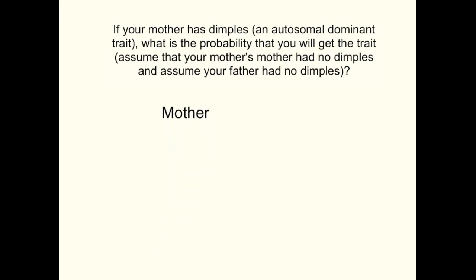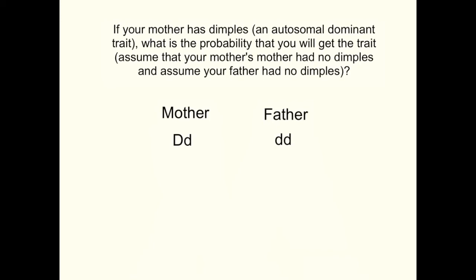So if your mother has dimples, we know that she has at least one big dominant D for dimples. We also know that her mother had no dimples, which implies that she is little d, so your mom must have one big D allele and one little d allele. We also know that your father does not have dimples, so that means he must be homozygous recessive, little d little d. So for the first part of this question, we need to do a cross between your mother's genotype and your father's genotype. In order to do that, we need to do a Punnett square.